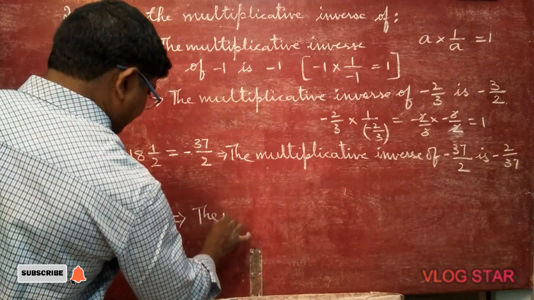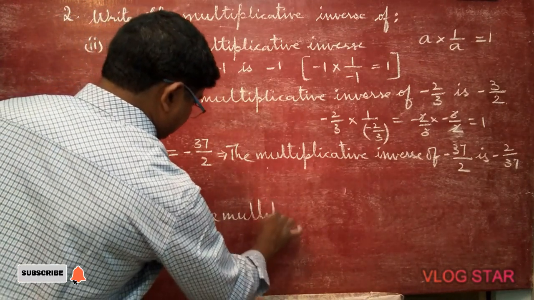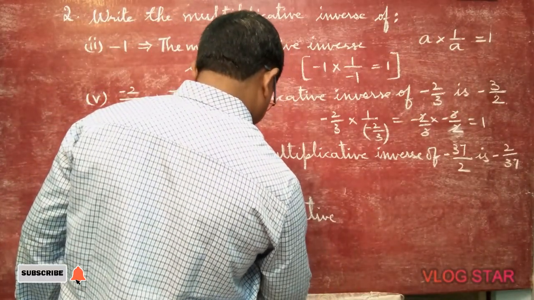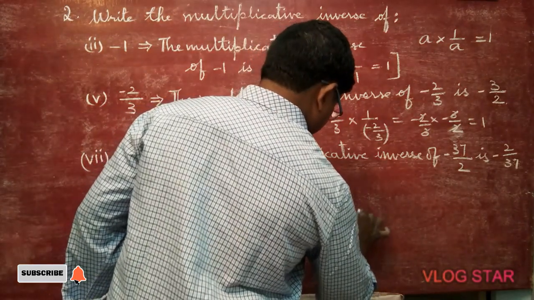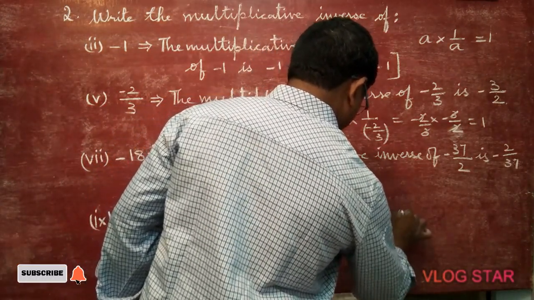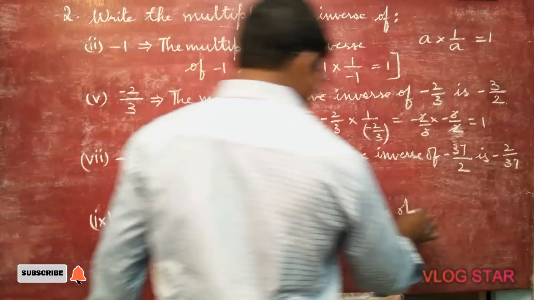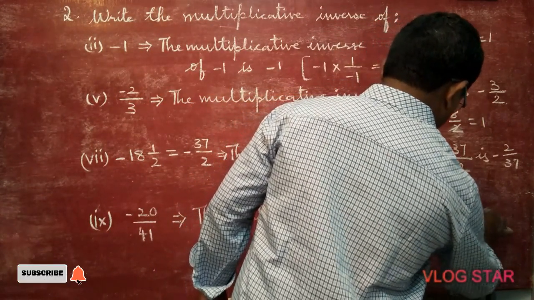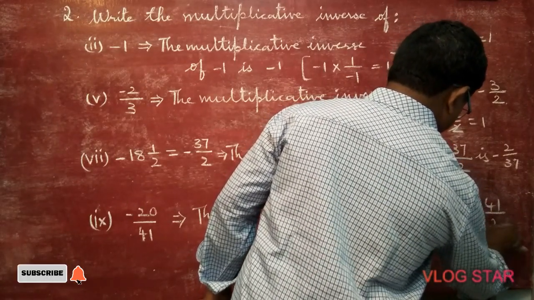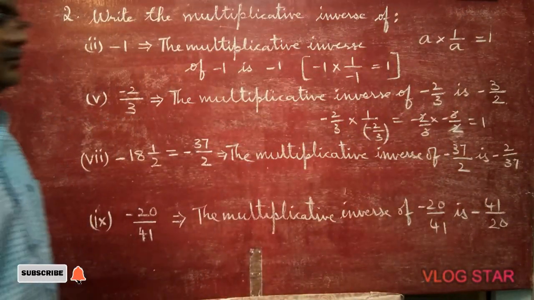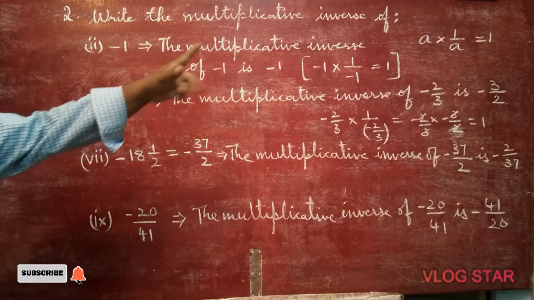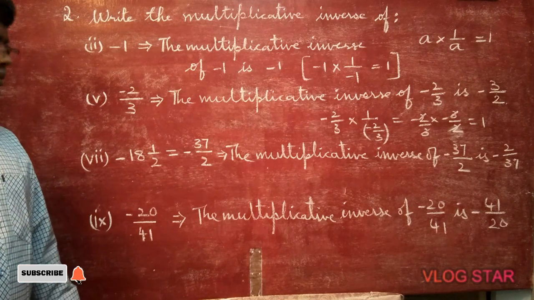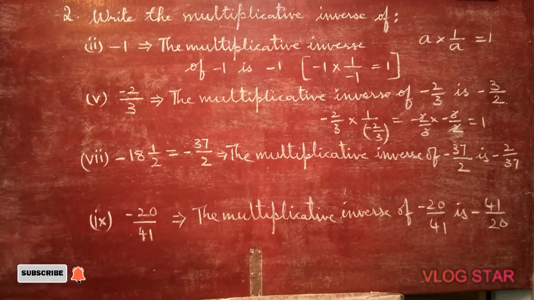Next, the multiplicative inverse of minus 20 by 41 is minus 41 by 20. Are you able to follow? Reciprocal, A, 1 by A. Here also reciprocals. Just take the reciprocals and if you multiply, you'll get 1.